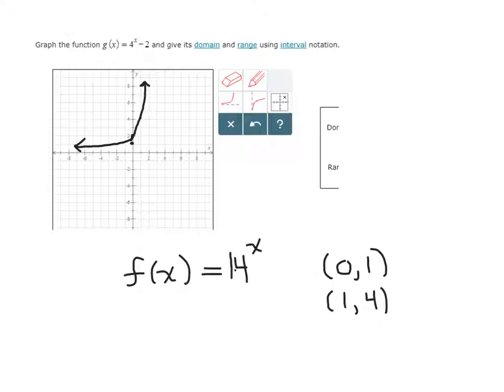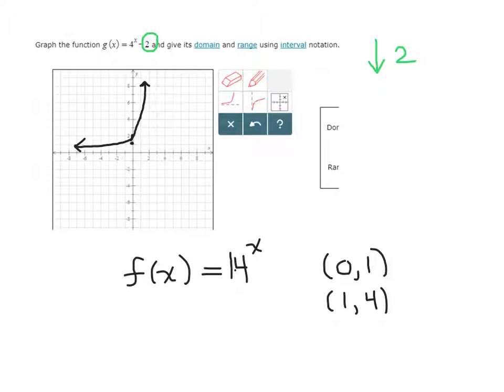But we have to recognize that in our function, we have a minus 2. Now the minus 2 is not being taken away from the x, but rather it's being taken away from 4 to the x power. So what that means is it's going to make our function, or our graph of function g, slide down 2 places. So it's not going to be moving right or left.